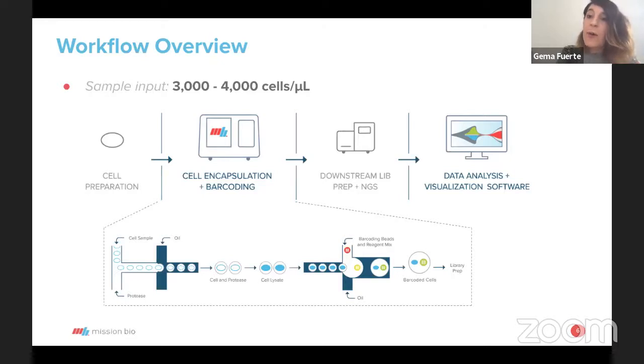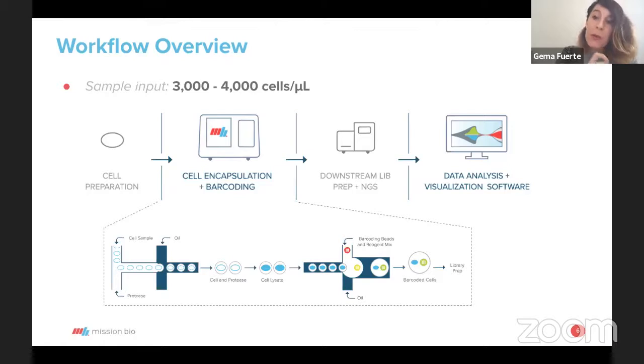But then you know that this workflow fits very nicely in existing NGS pipelines, because once you get your sequencing ready libraries, you sequence them. We are compatible with all Illumina sequencers, all Illumina platforms. And once you get the data, you could use our software to analyze it. So we will have sessions on that. Let's just focus on what happens inside the Tapestri platform.